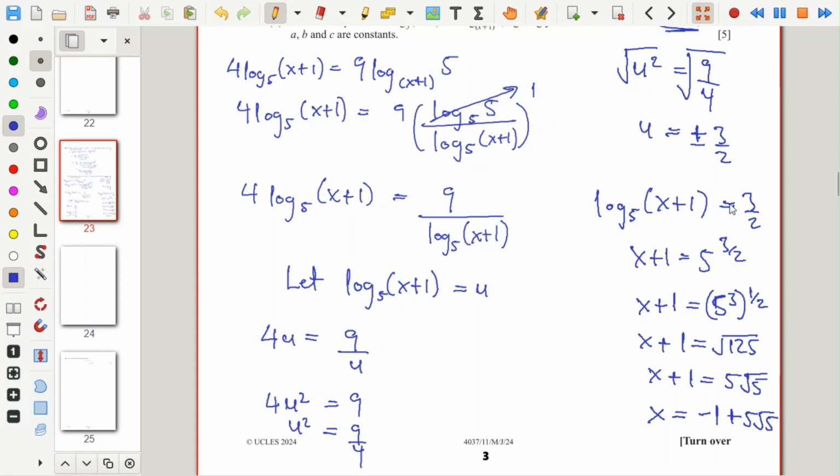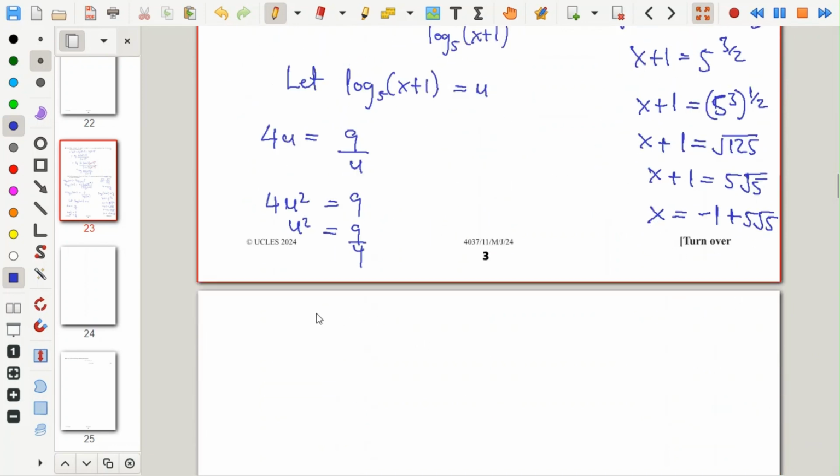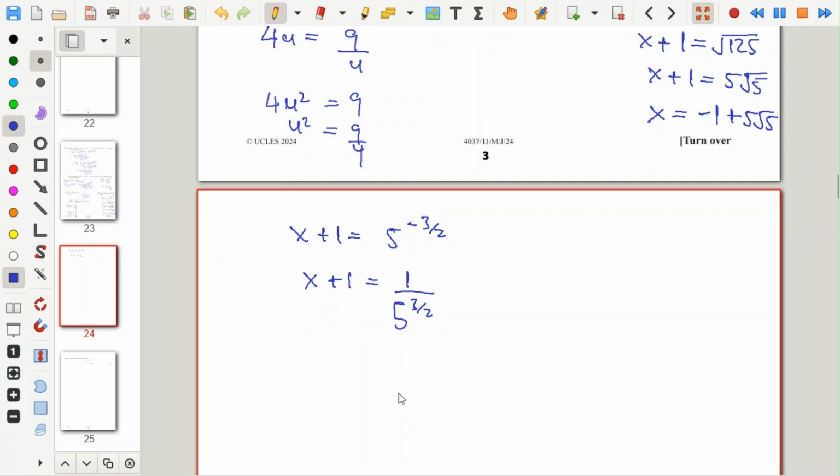But we are not done. This one is positive. What if it's negative? So if the power is negative, here your indices must be strong. You know that this one can be written as this. Indices, eh?